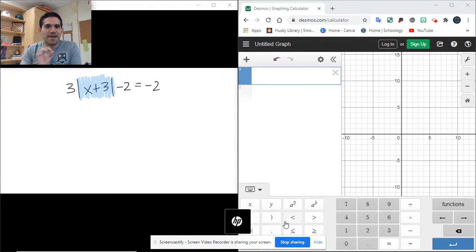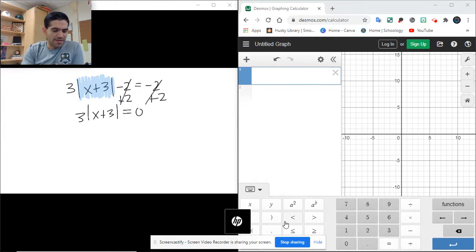So let's get rid of that negative 2 right next to it. We need to get rid of this number and this number. So we're going to move this over to the right. And when we do, we're going to add 2 to both sides. We're left with 3 absolute value of x plus 3 equals 0. This actually also cancels. Negative 2 plus 2 gives you 0.